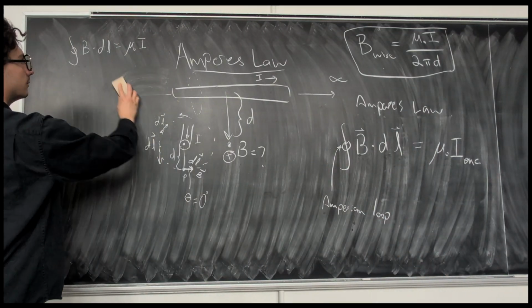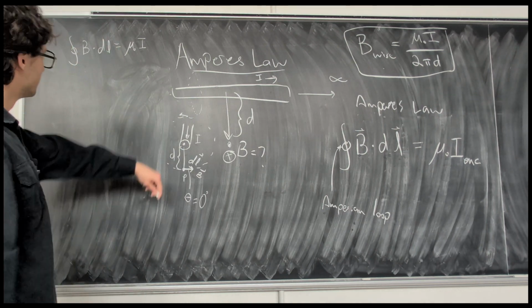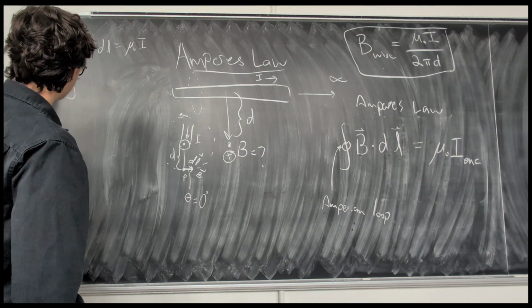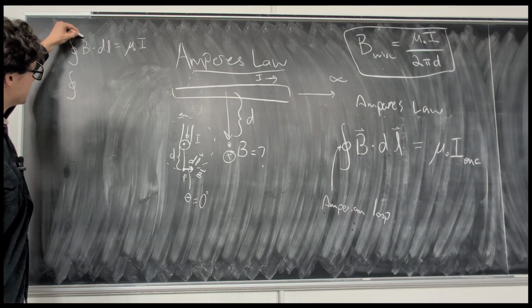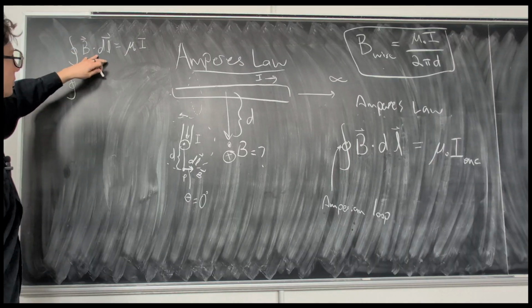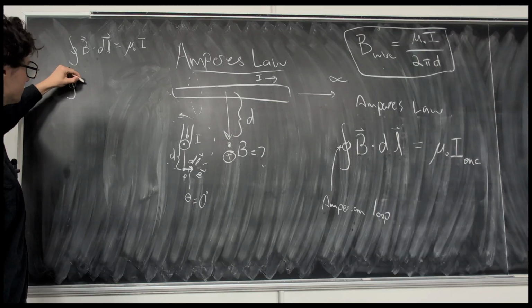That being said, I'm going to erase this so I have some room to work with here. Remember this. So now we can do the closed loop integral. This B dot dl has a very similar way of expanding it, just like the cross product in Ampere's law, except this is the dot product.